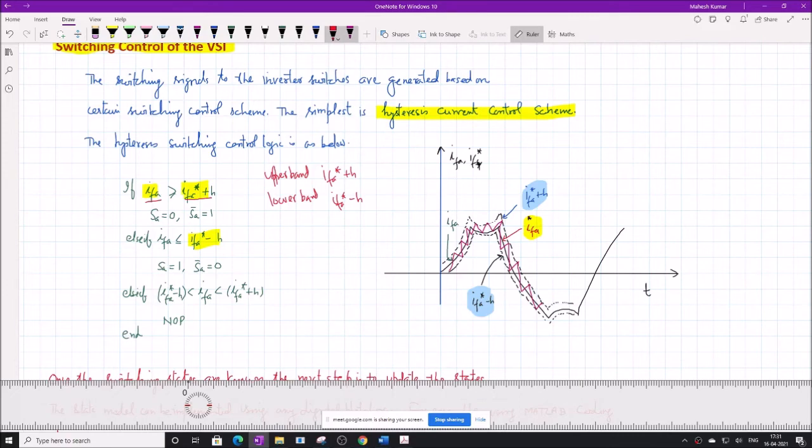Let us first compare if IFA is greater than IFA star plus H. It means that we have crossed this boundary here. This is more than this, so this current would have come maybe here. In that case, I have to bring it down so that it won't go beyond the boundary of the IFA. So I have to bring it down here like this. For that I have to apply minus BDC2.